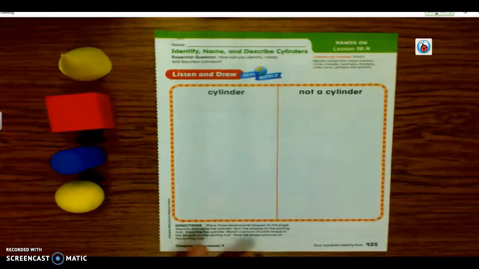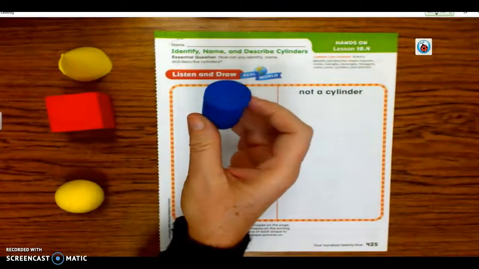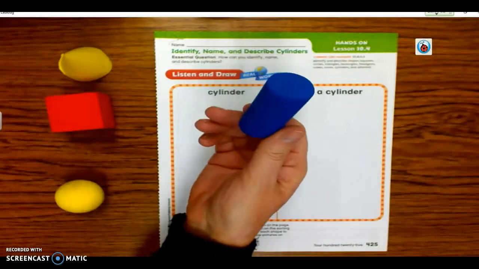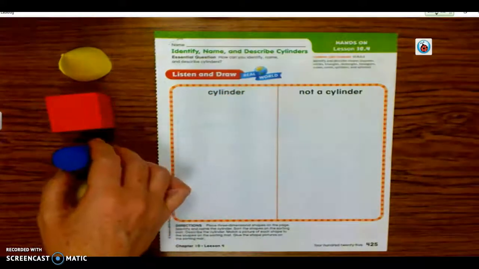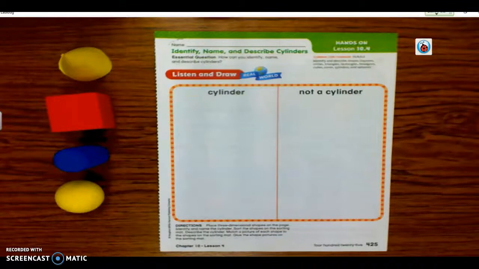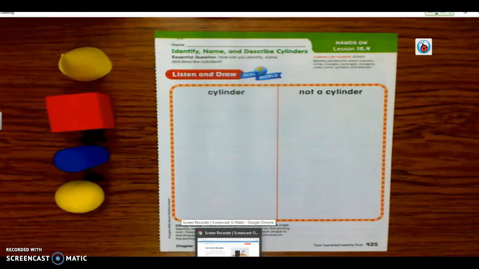Boys and girls, we're getting ready to talk about another shape today. Today we're going to talk about the cylinder. It looks like a soda can, or a potato chip can, or a pole. So to get warmed up, we're going to be listening to a song about our 3D shapes.